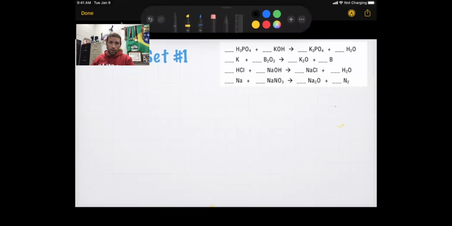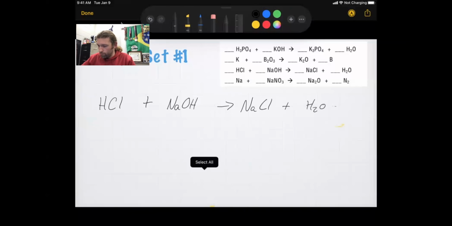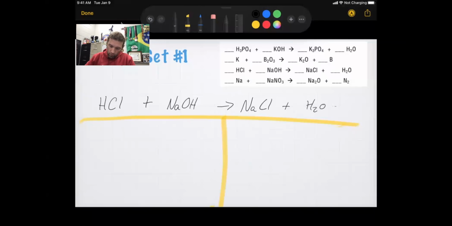So this is, well, we won't get into what type of reaction this is. I don't need to throw too much at you at once. So let's go ahead and do it. HCl plus NaOH goes to NaCl plus H2O. Make my table. And let's count up what we have on the side. Hydrogens, chlorines, sodiums, and oxygens. Oops, H. All right, H, Cl, Na, and O.